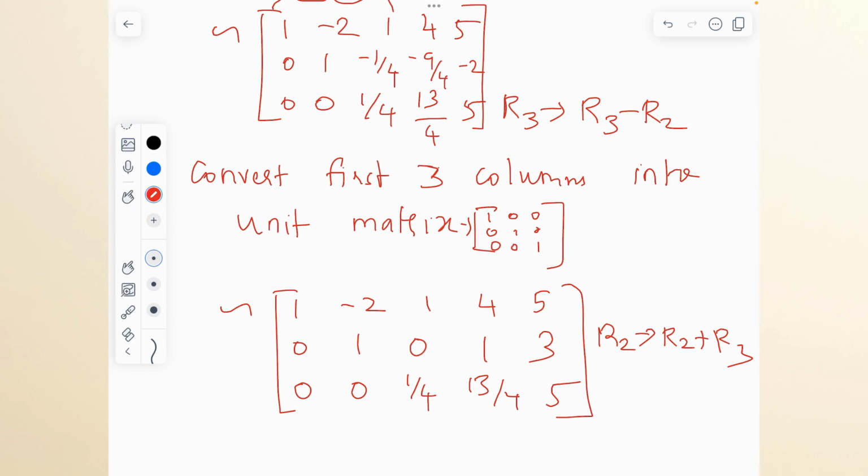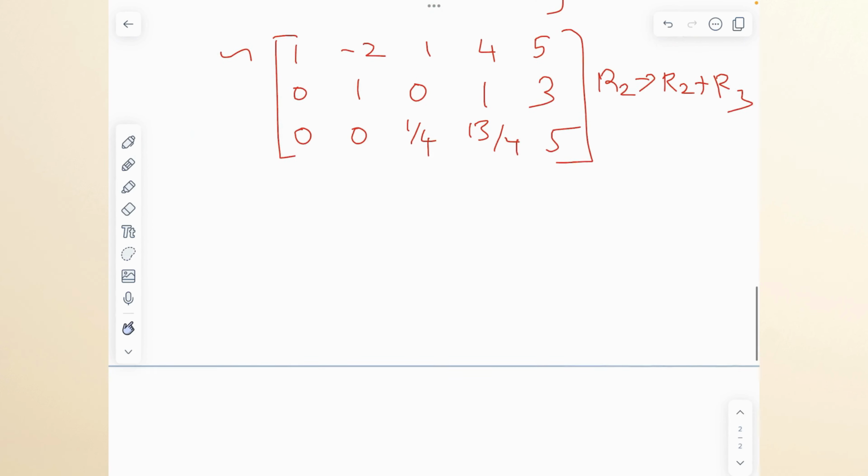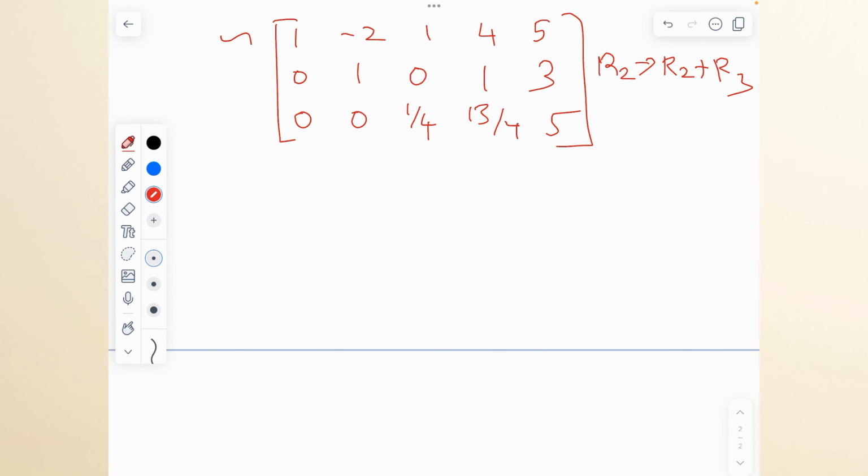If you look at this, patiently listen, it may take time, but it is worth the wait. For the unit matrix 0 1 0, here also we got 0 1 0. Here 1 is there, here also 1 is there, and here 0 0 1 is there, but these 2 zeros we got. Now patiently moving on to the next step. Kindly be patient, bear with me.